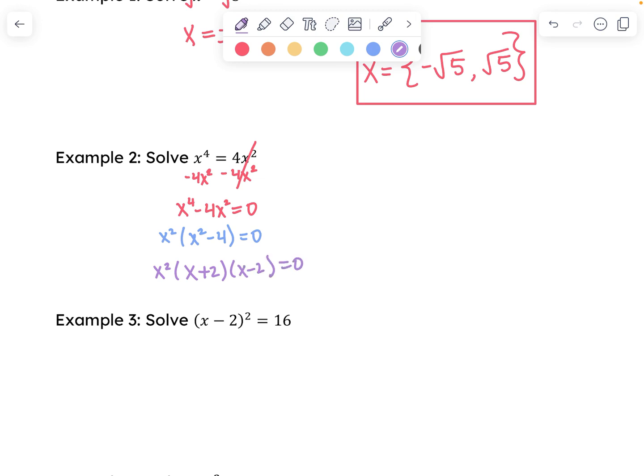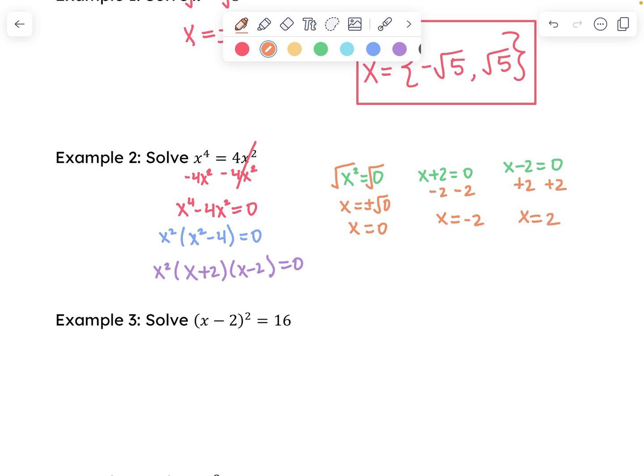So when I get all of those, I'm going to set all of them equal to 0 on their own. So x squared equals 0, x plus 2 equals 0, and x minus 2 equals 0. And then I'm going to solve each of those separately. Right here, when I take the square root of both sides, I get x is equal to plus or minus the square root of 0, which is just 0. For this one, I can subtract 2 from both sides, so x is equal to negative 2. And for this one, I add 2 to both sides, so x is equal to positive 2.